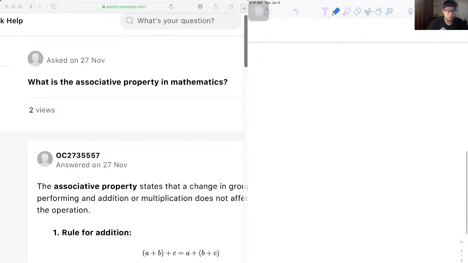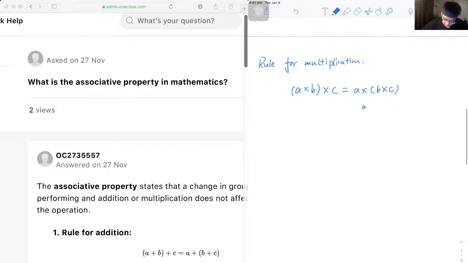Now let's talk about the rule for multiplication. Similar to the rule for addition, we have A, but instead of plus, we have multiply. So A times B, bracket, times C is equal to A times, bracket, B times C, bracket. And still A, B, C are just any numbers.